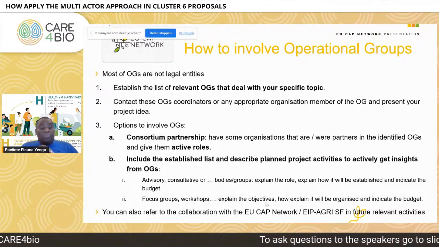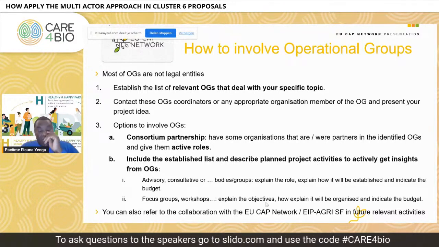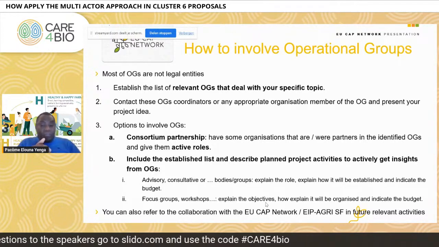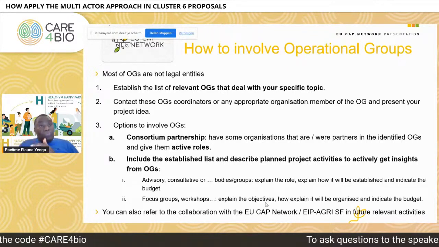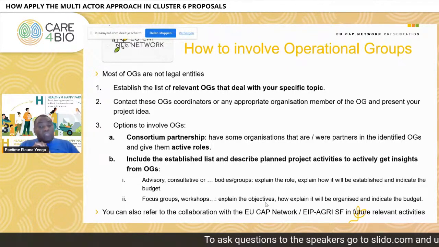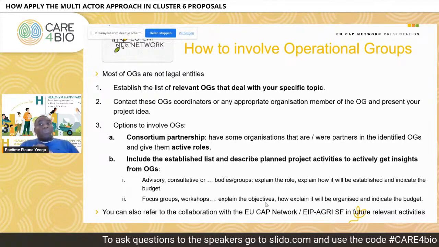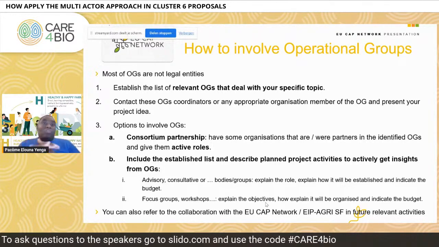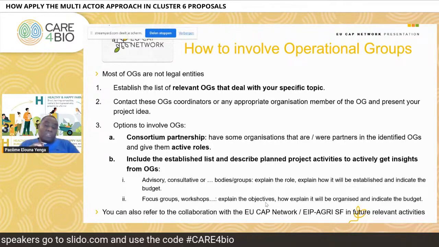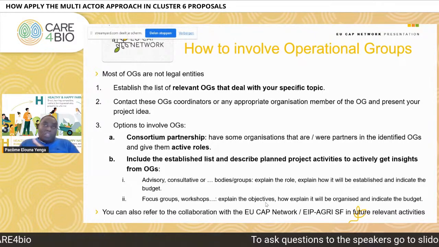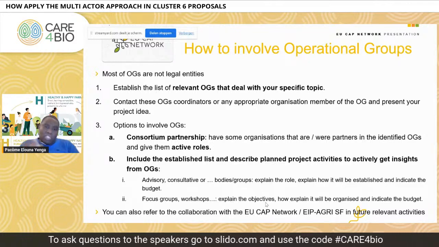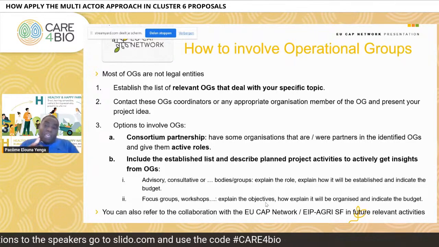But if you want to refer to the collaboration with the EUCAP network, especially the EIP-AGRI Support Facility, you can get in touch with us, and we will identify with you some relevant activities that we will be implementing, activities that can also create value to your proposal or to your activities, or where the outcome can be useful to you. Because in all the thematic events that we organize, we usually invite all relevant operational groups that are dealing with that topic. I will give two examples.